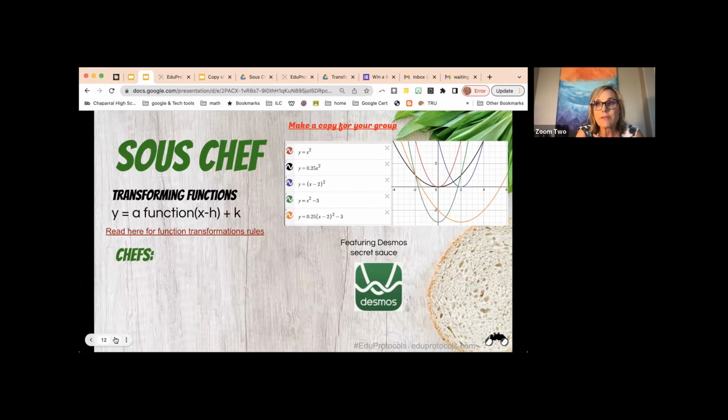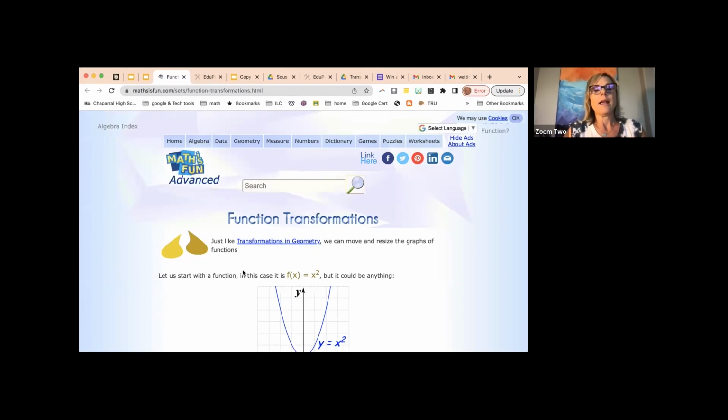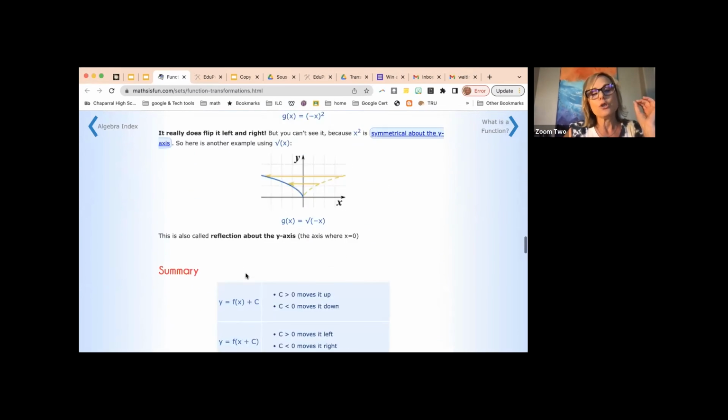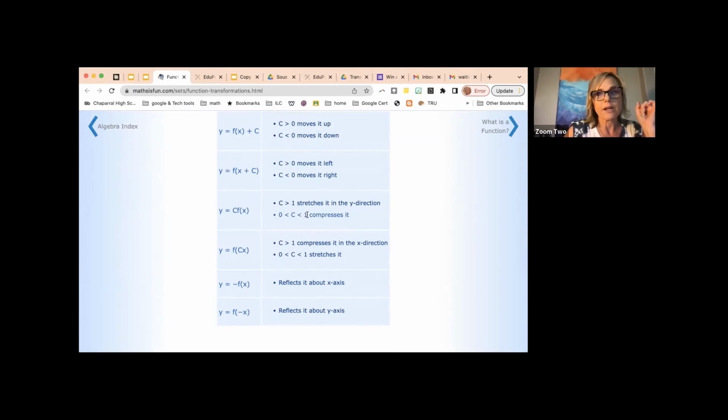But another one of my favorite secret sauces is Desmos. And if you haven't been using Desmos, even for lower grades, you can definitely use Desmos as a way to explore how functions work. You can explore it with polygons. And here, what I did for part of the links is, notice I put a link right here on the front slide. So rather than putting it on the individual slides, I put it right there, and I put a link to Math is Fun. If students want to remember the rules for transforming functions, they can.